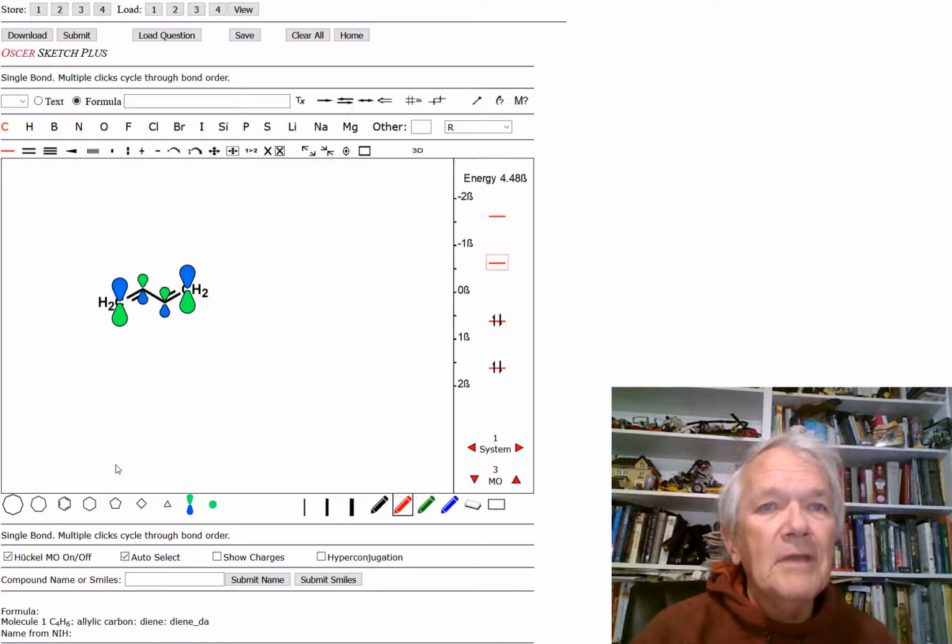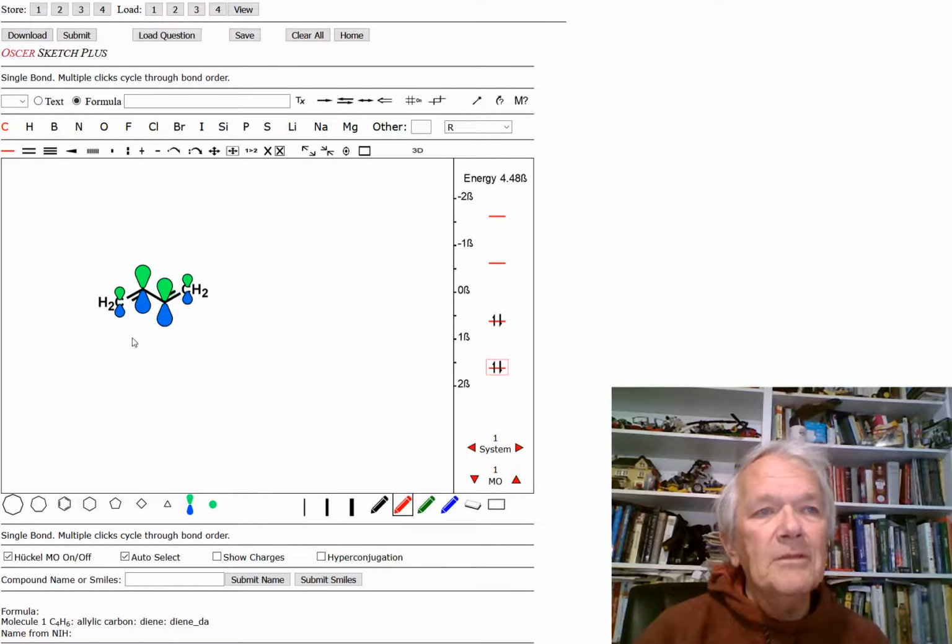So here now is butadiene, and in butadiene, of course, we now have 4 orbitals. It's still selected for the first antibonding orbital. So let's go down. So here's the lowest orbital. All the signs are positive. You can see there's no nodes along here. Everything's in phase. We can go up one level.